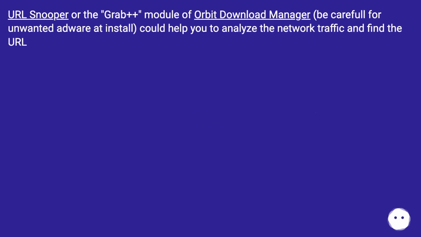URL Snooper or the Grab++ module of Orbit Download Manager. Be careful of unwanted adware at install. It could help you to analyze the network traffic and find the URL.